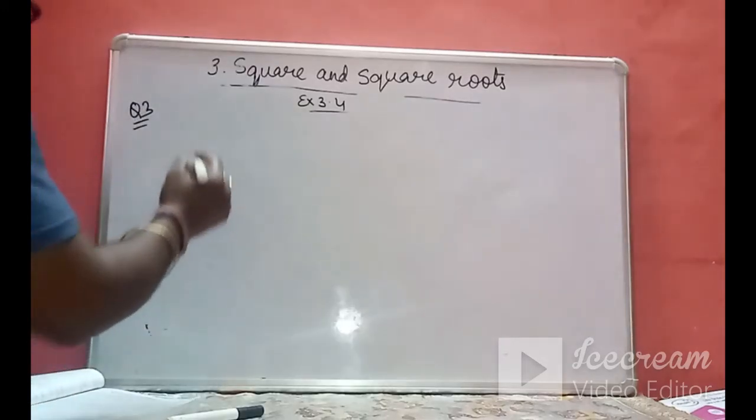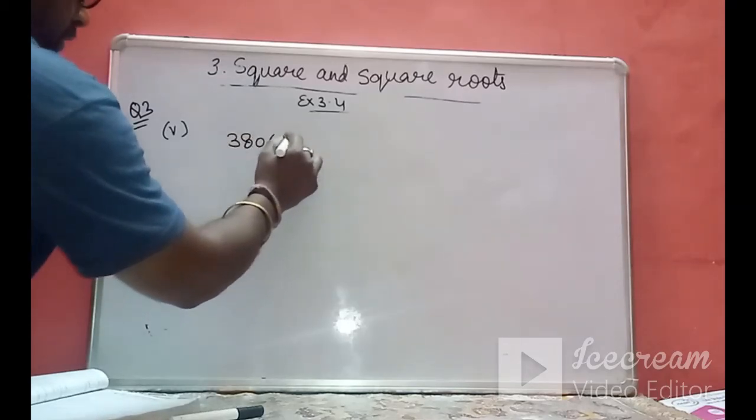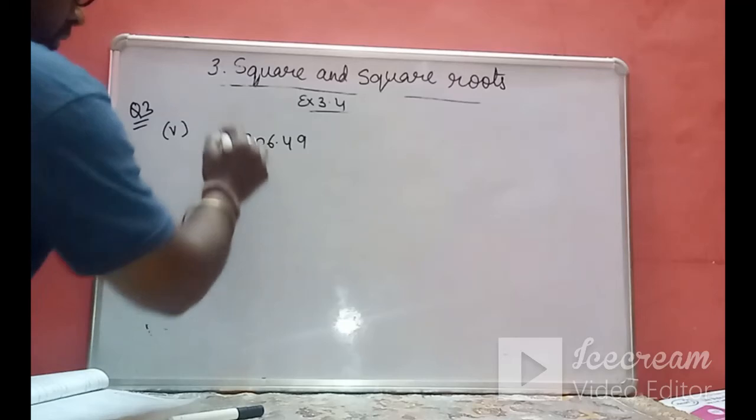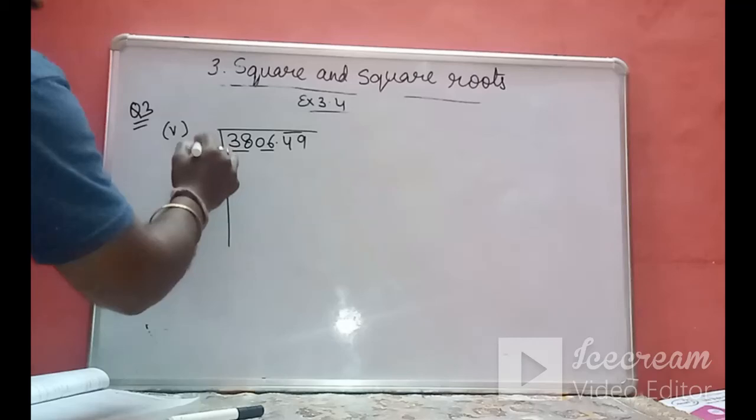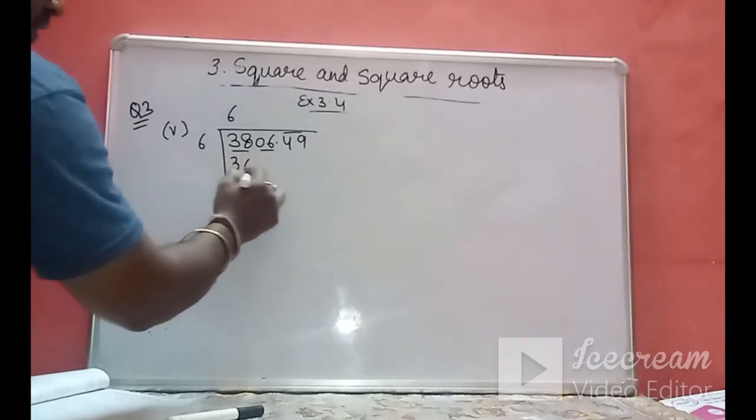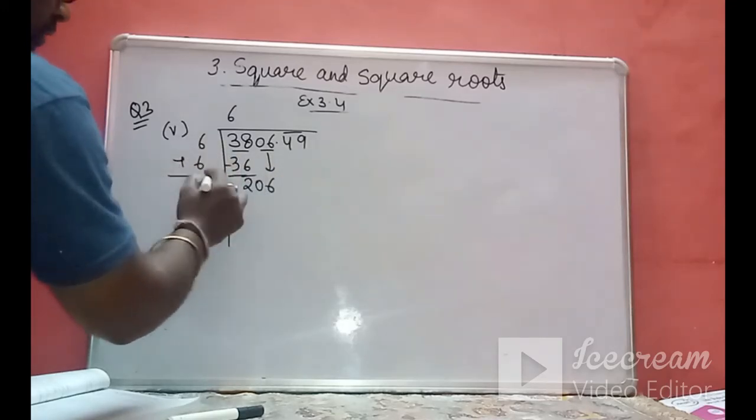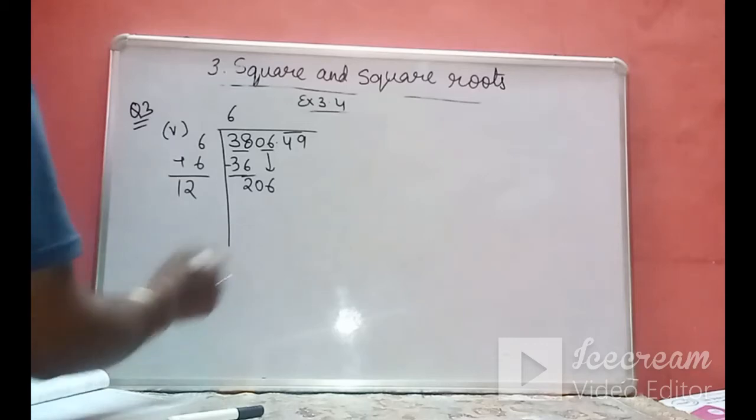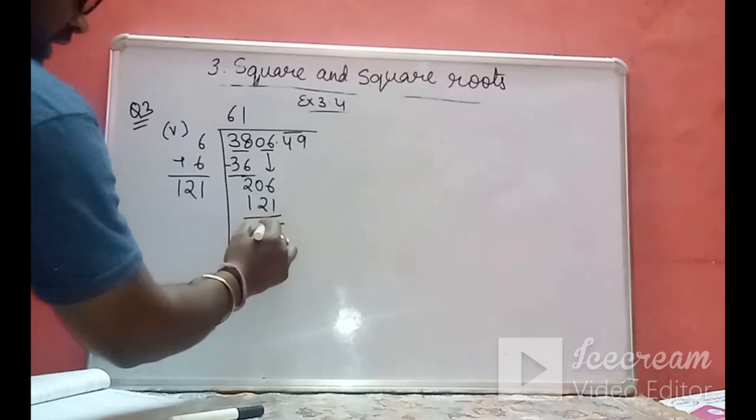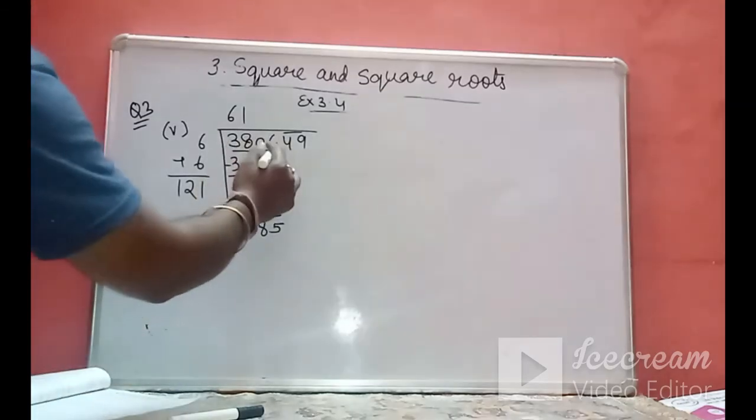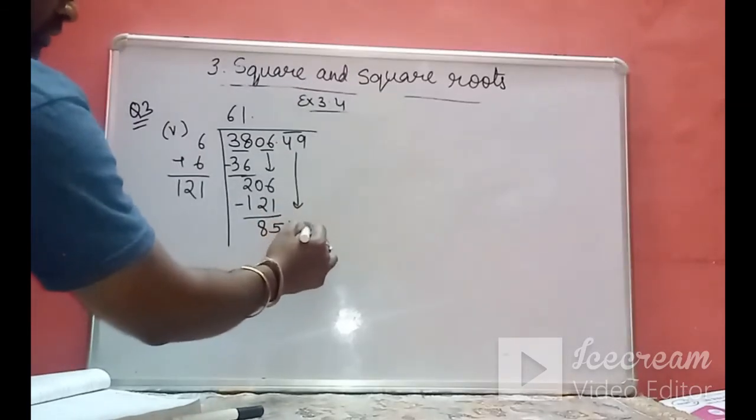Okay, then let's see one more question, one more part: 3806.49. Like this we form the pairs. Then 38, 6 into 6 is 36, the nearest square. Then this 06 will come down and this 6 will come here, so it becomes 2. Then I will put 1 here, so it is 121. Now since the decimal starts, we have to put a decimal, and this pair will come down.